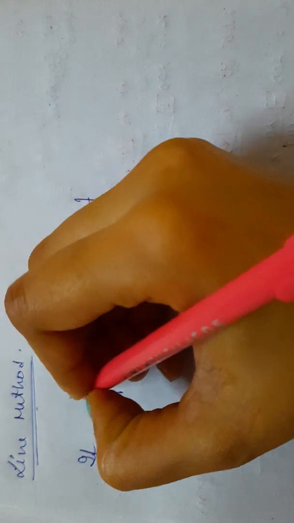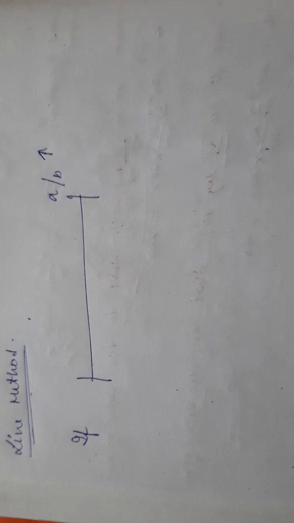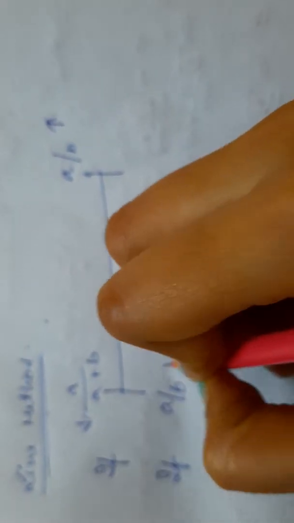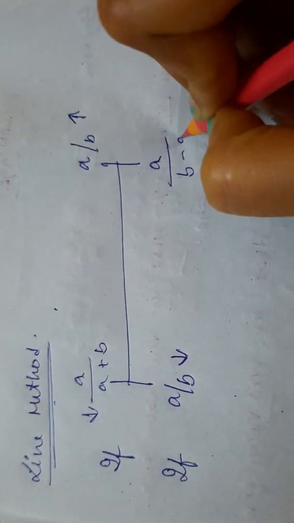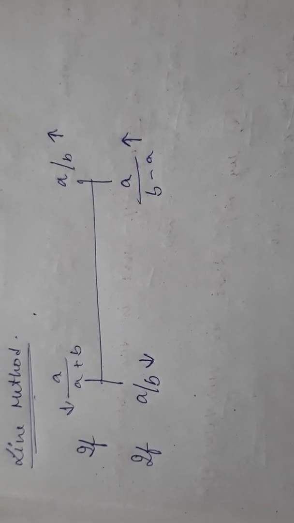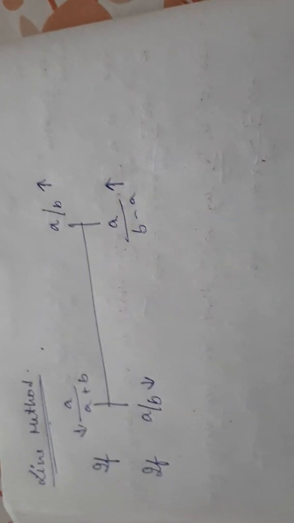If A by B is a fraction and A by B is increased, then we will get A by A plus B decreased. And another, if A by B is decreased, then we will get A by B minus A increased. So when can we use this? We can use these type of questions when something is kept constant.